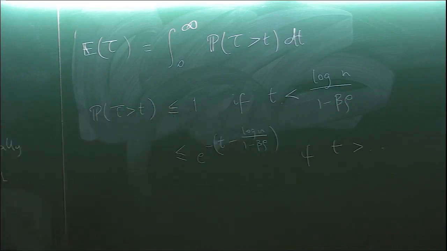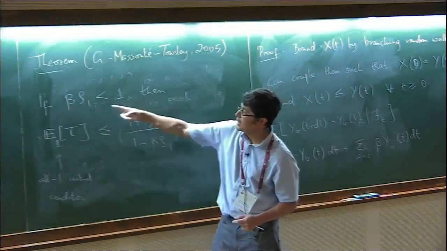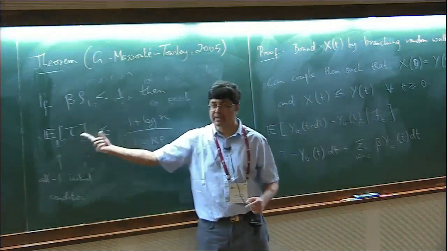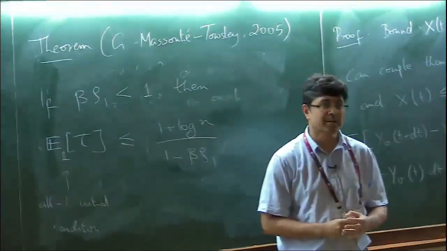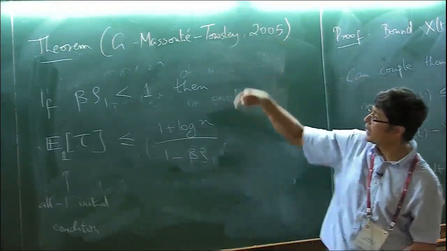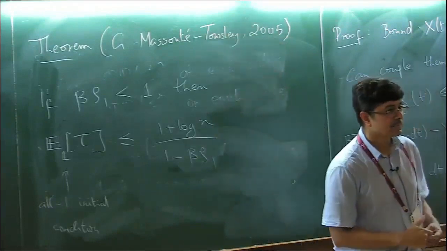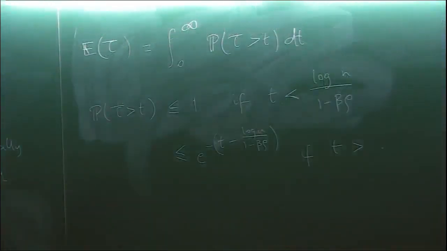Okay, so that proves this theorem that if this condition is satisfied, then the expected epidemic lifetime is logarithmic in the number of vertices. Okay, I should have said that a long time ago. N is the number of vertices. Okay, can we get some kind of matching or approximately matching lower bound?